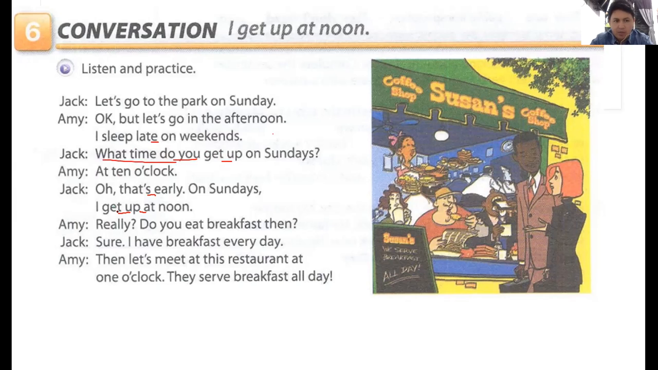I get up at noon. O sea, me levanto. I get up at noon. Yes. Desayuno, breakfast. You know that already. And then, then significa entonces. Pues sí. Eso significa. Then. Okay. Do you eat breakfast? Then.